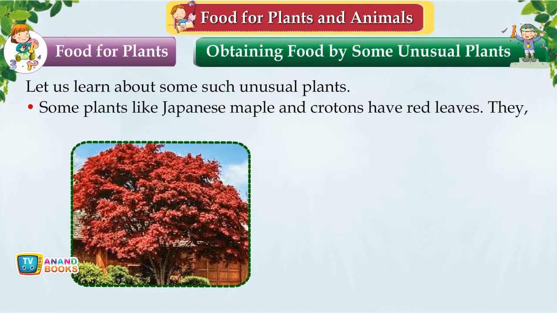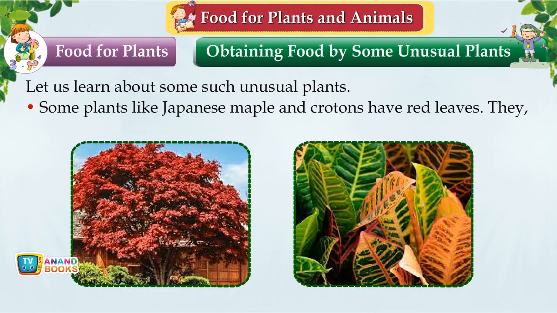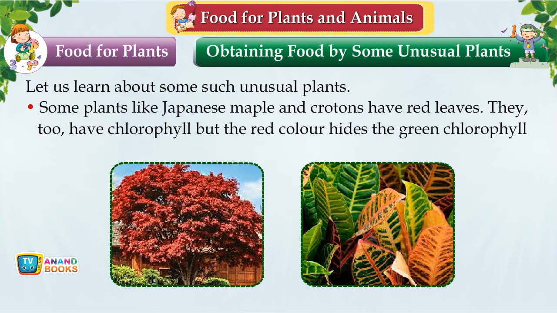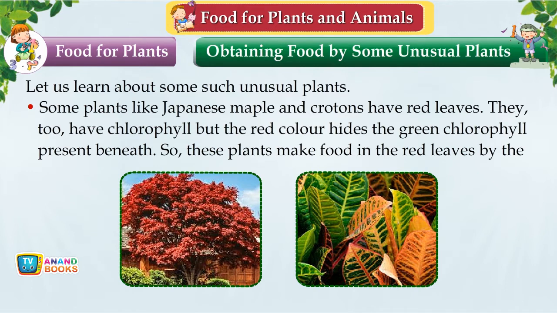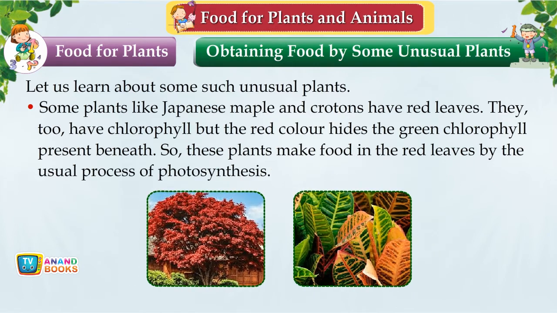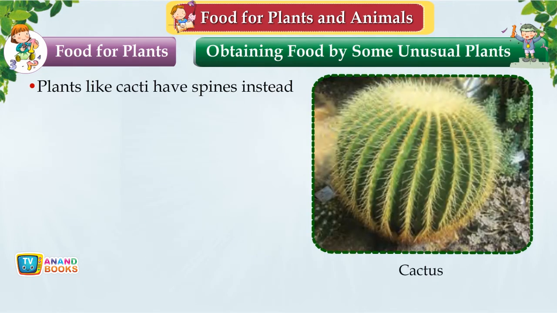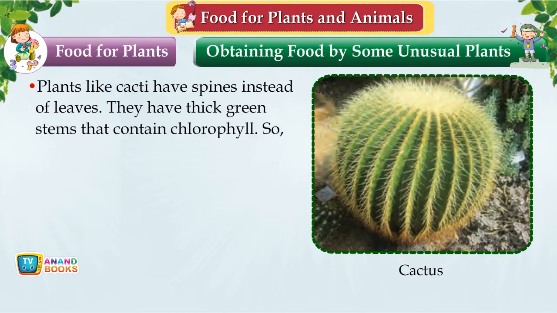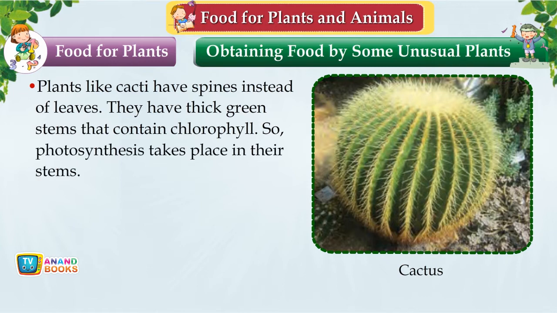Some plants like Japanese maple and crotons have red leaves. They too have chlorophyll, but the red color hides the green chlorophyll present beneath. So, these plants make food in the red leaves by the usual process of photosynthesis. Plants like cacti have spines instead of leaves. They have thick green stems that contain chlorophyll. So, photosynthesis takes place in their stems.